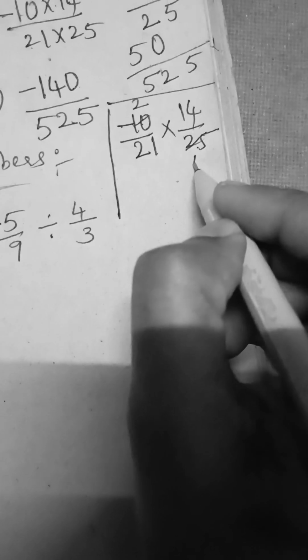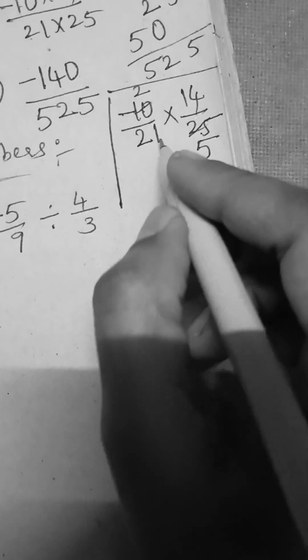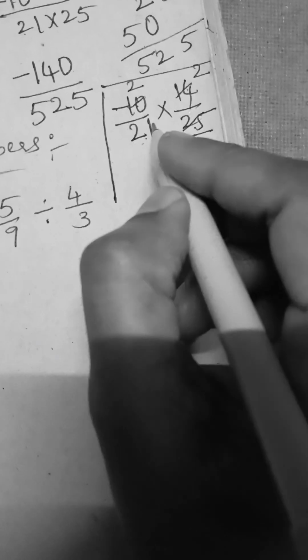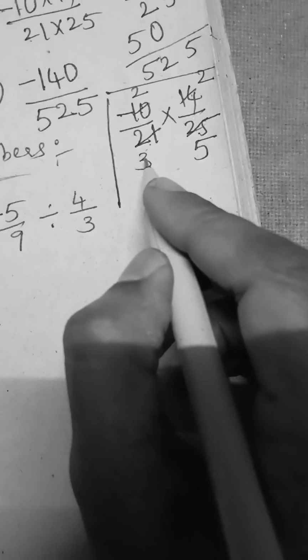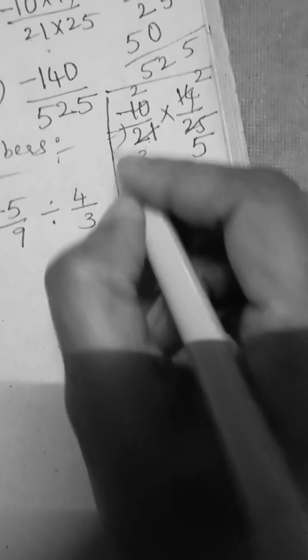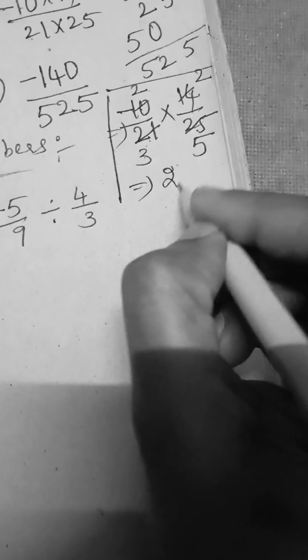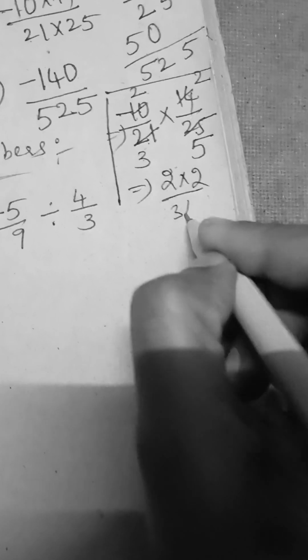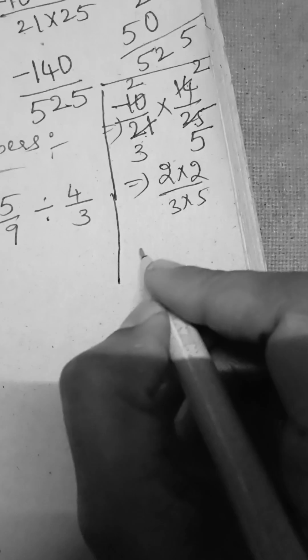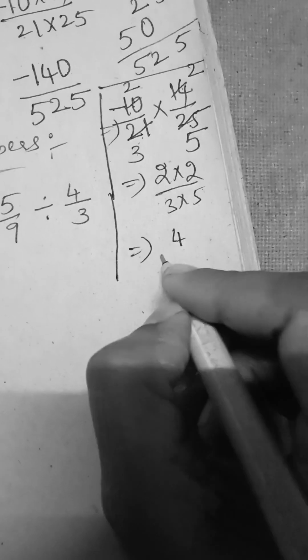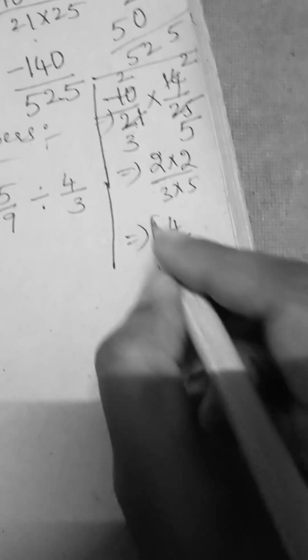So 5 2s are 10. 5 table it will be possible, no? 5 5s are 25. Next, this is a 7 table, no? 7 2s are 14. 7 3s are 21. What is the remaining now here? Remaining values are 2 into 2, 3 into 5. That is 2 2s are 4, 3 5s are 15. Now this answer we can write.